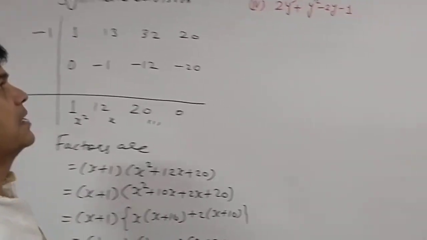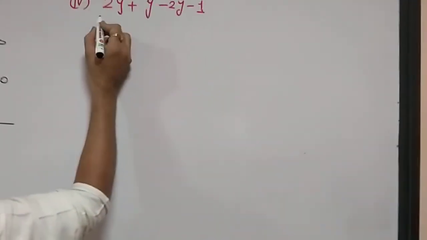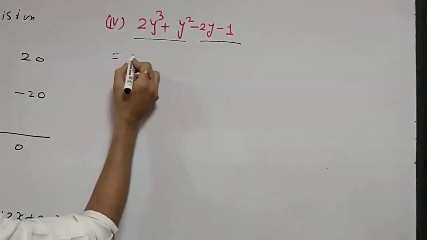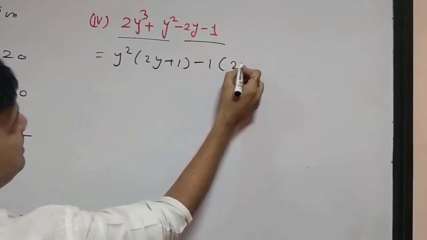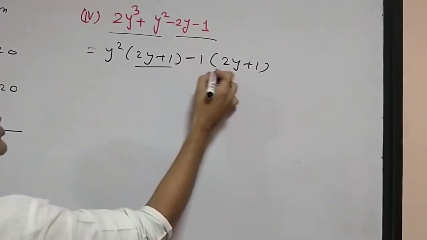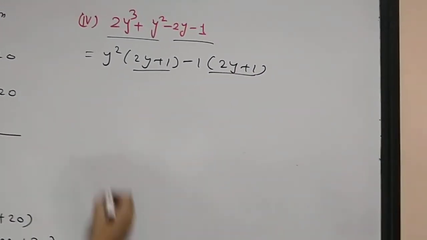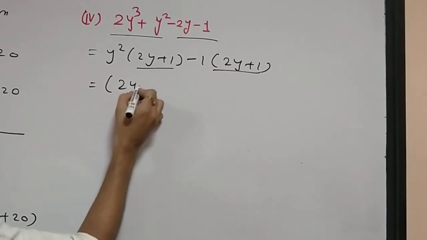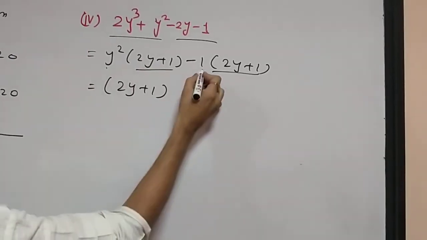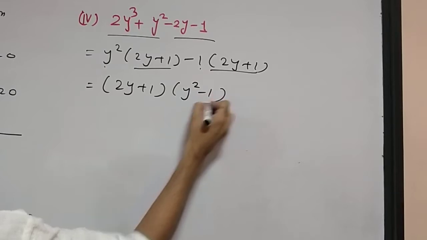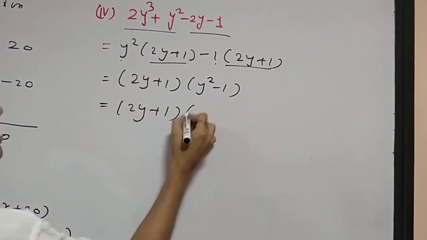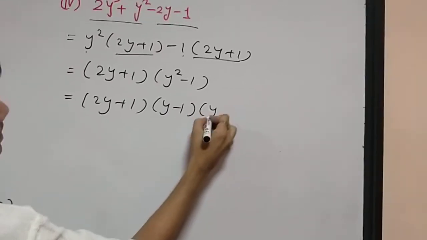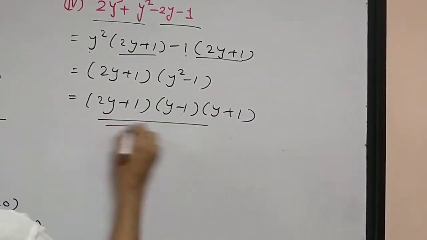Now see here. Here you can take common from 2 because y square is common: y square times 2y plus 1, and minus 1 is common, then again 2y plus 1. These both are the same, so you can take 2y plus 1 common. What is left? y square and minus 1. What is the factor of y square minus 1? y minus 1, y plus 1. So this is the answer.